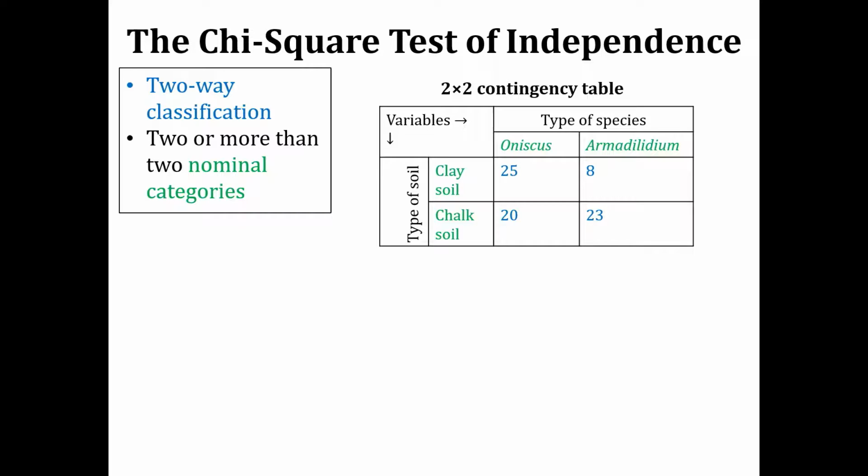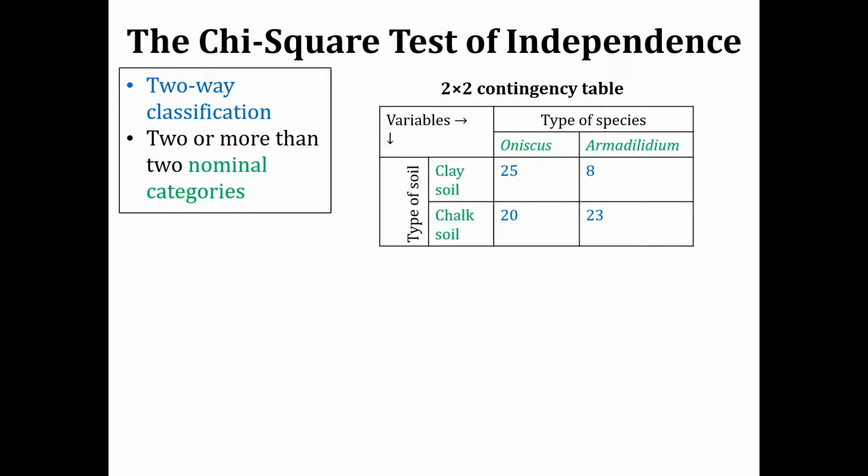So this is a 2 by 2 contingency table, and in this table you can see that there are two variables. One variable is presented in rows and the other variable is presented in columns. The variable presented in rows is the type of soil, and it has two nominal categories, the clay soil and chalk soil. And the variable presented in columns is the type of species, and it also has two categories, Oniscus and Armadillidium. So that is why it is a 2 by 2 contingency table, because each of the variables has two nominal categories.